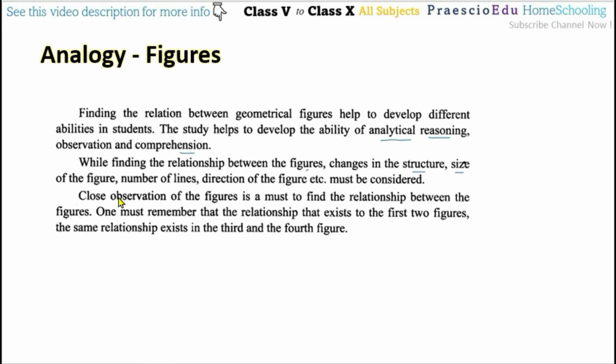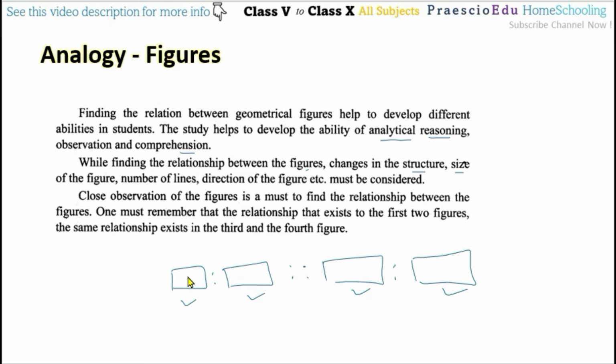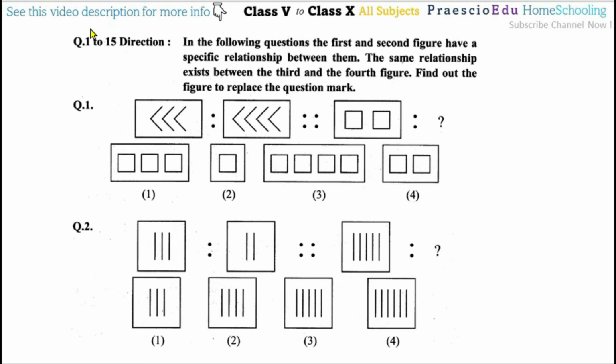One must remember that the relations that exist in the first two figures, the same relations exist in the third and the fourth figure. First two figures means if we are saying that this is one figure, this is another figure, then we have to find out the same relations for the next two figures. So if this is the first term, second term, third term and fourth term, whatever the relations between the first and the second terms, that same relation we have to apply for the third and the fourth. Okay, that is the meaning. So likewise with our words and numbers in analogy. Now we are going to see the questions.